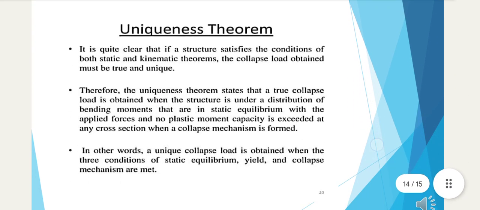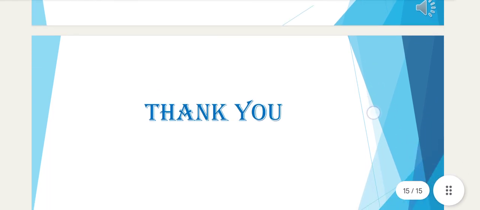And the uniqueness theorem: it is quite clear that if a structure satisfies the conditions of both static and kinematic theorems, the collapse load obtained must be the true and unique one. In other words, a unique collapse load is obtained when the three conditions of static equilibrium, yield, and collapse mechanism are met. So this is the introduction of plastic analysis.